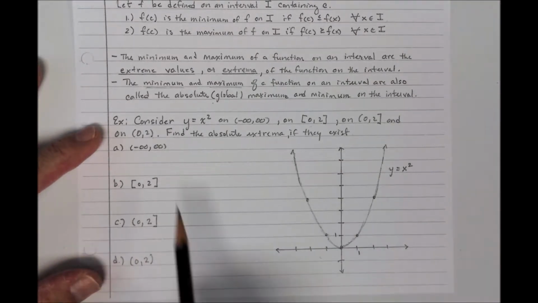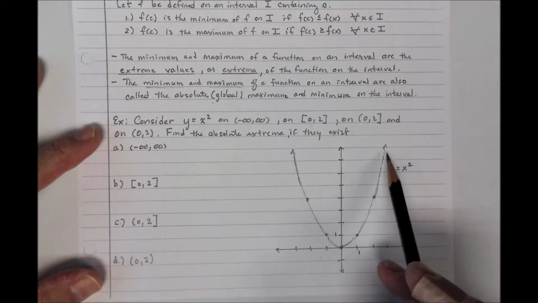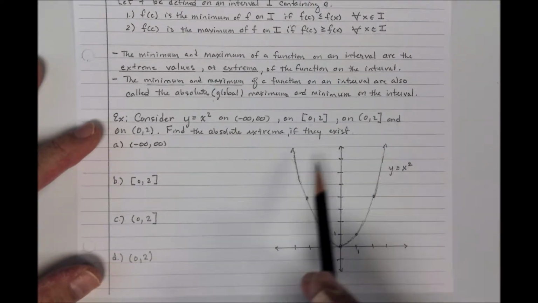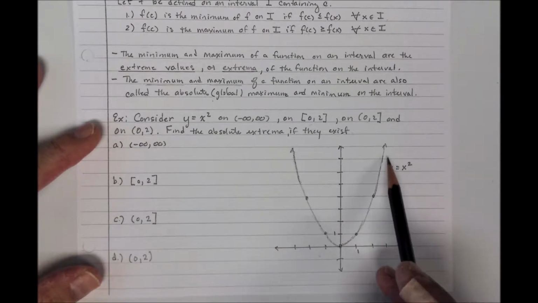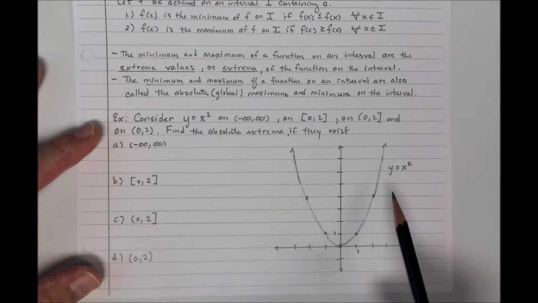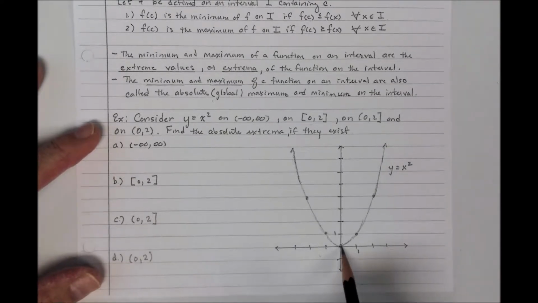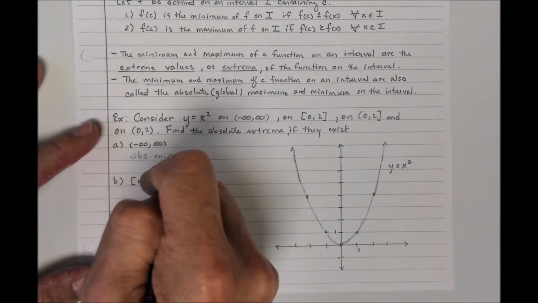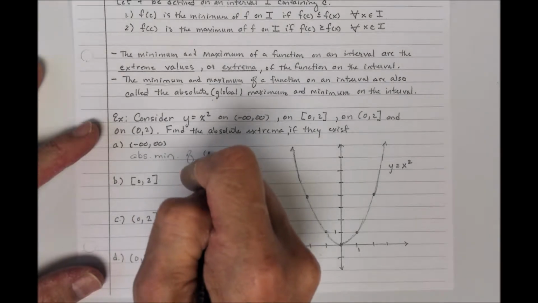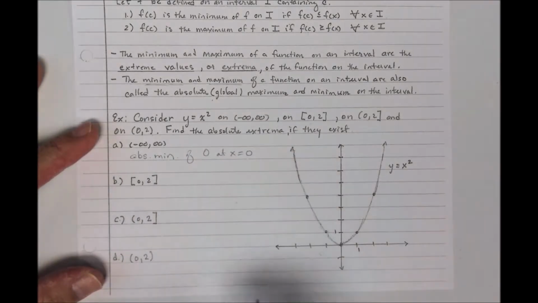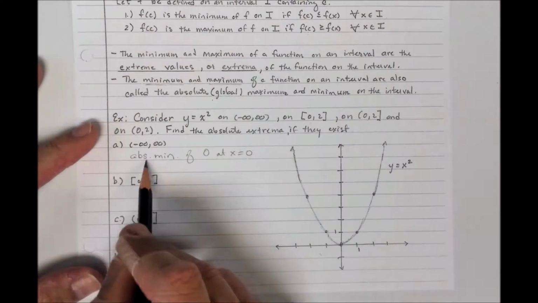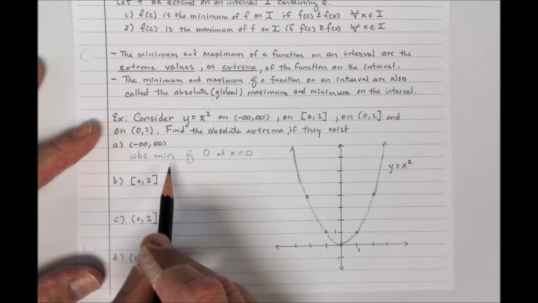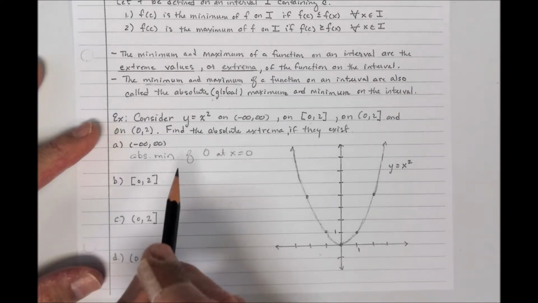Now, from negative infinity to infinity, as you can see by these arrows here, this is going to go up and up forever and ever. There is no maximum y value. It's unbounded. However, there is a minimum value down here at the origin, because that's the smallest y value of any point on this curve, this vertex. So we have an absolute minimum of 0 at x equals 0. Now, sometimes in the textbook, when they ask for the absolute maximum or absolute minimum, they'll say specifically and use the word value. Okay?